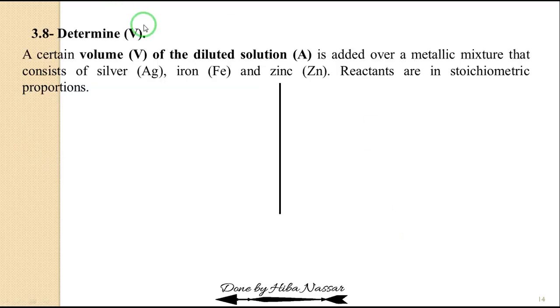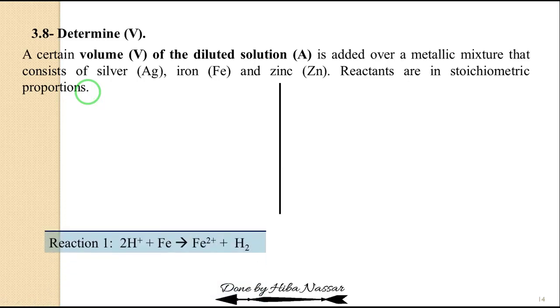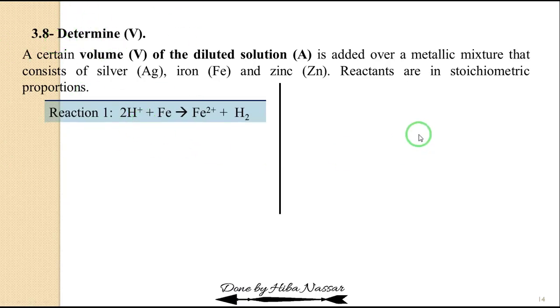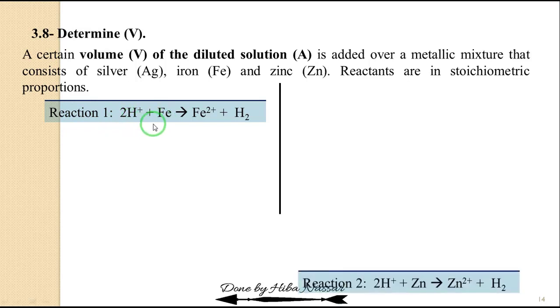Now 3.8, determine V. A certain volume of the diluted solution is added over a metallic mixture that consists of silver, iron and zinc, and they told us that the reactants are in stoichiometric proportions. Now V represents the volume for the acidic solution, so I'm gonna calculate the volume for the H plus. The same, we will depend on both reactions. We will start with the first reaction. Here we have the reaction between iron and the acidic solution.